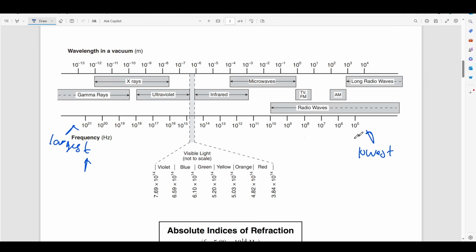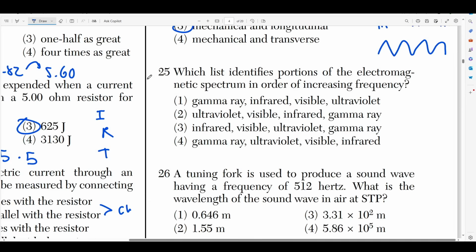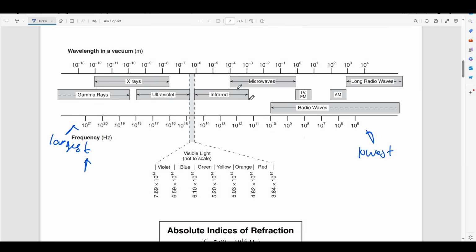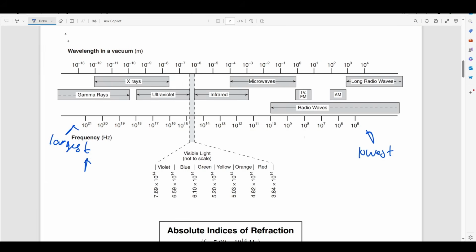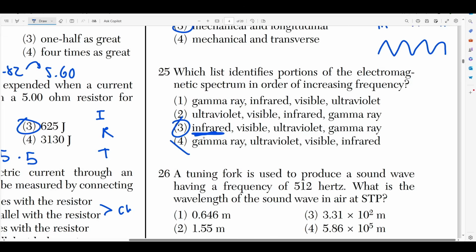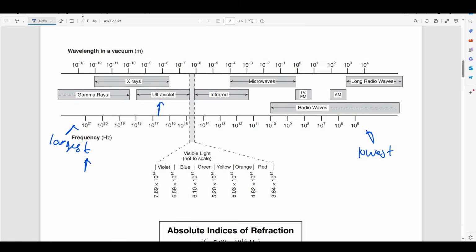If we look here, the lowest ones are going to be long radio waves, AM, FM, or microwaves. So that's not here. Okay, cool. Then the second lowest is going to be infrared, which is choice 3, because this is the only one that lists infrared as the lowest one. Gamma rays have one of the highest frequencies, so you can't have them. Remember, it's in order of increasing frequency, so you have to start low and end high, right? Ultraviolet also is greater than infrared.